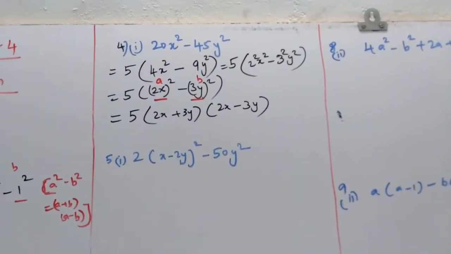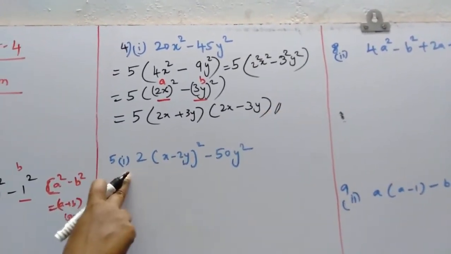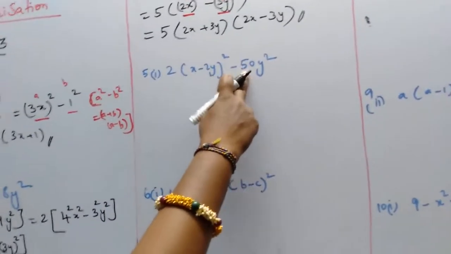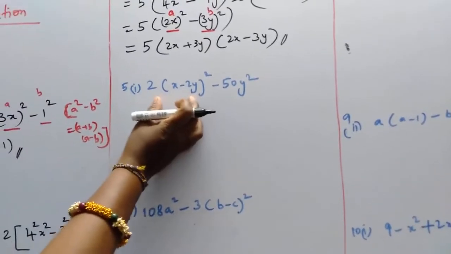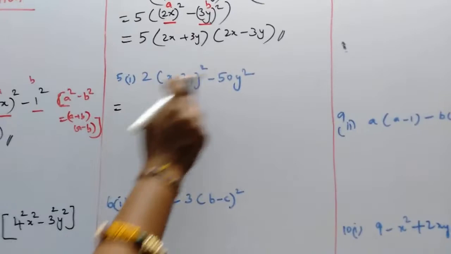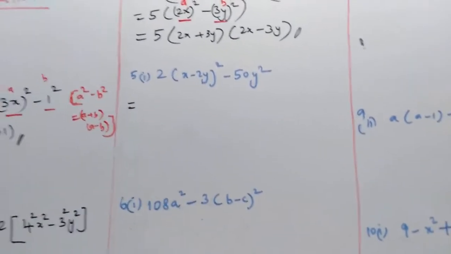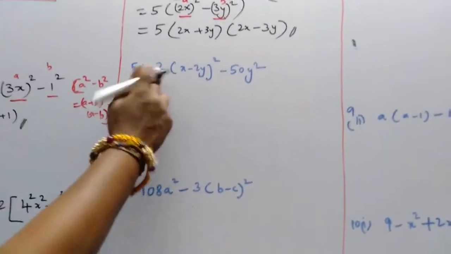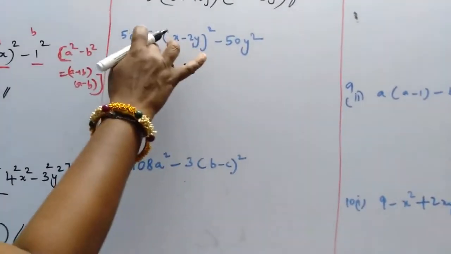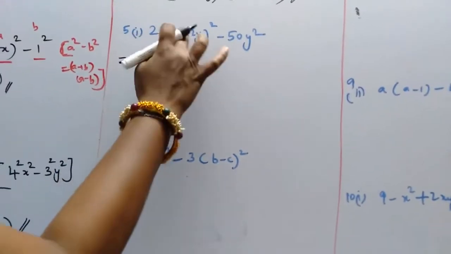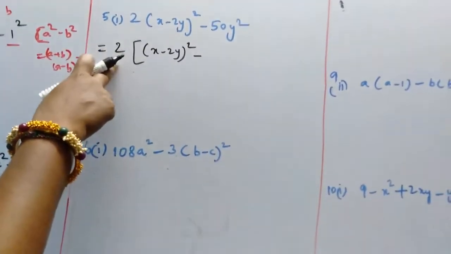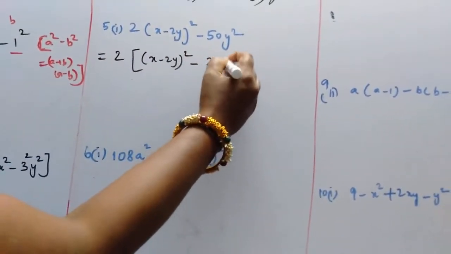Okay, next we will proceed with question number 5, first subdivision, which is 2(x minus 2y)² minus 50y². So here also there are two terms. First thing we are going to do is check: is there any common number for these two terms? Yes, here 2 can be taken as common. What are the remaining terms? If we divide this term by 2, it will become 1. Then 1 into (x minus 2y)² minus, 50 divided by 2 becomes 25y².